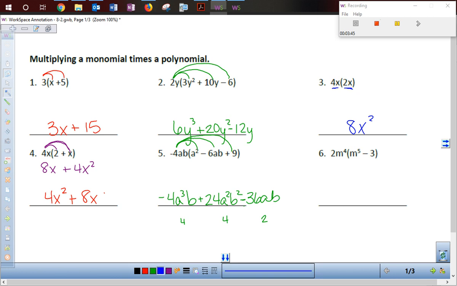On number 6, I have 2m to the fourth times the quantity of m to the fifth minus 3. I'd like you to pause the video and do that one on your own.